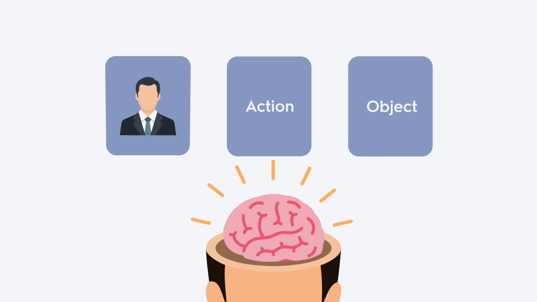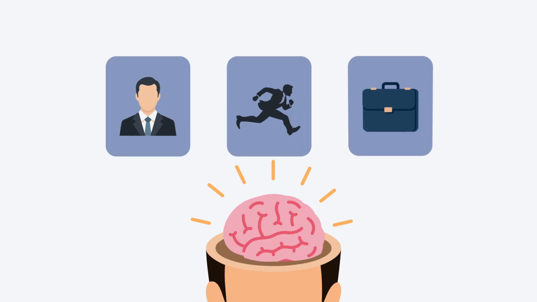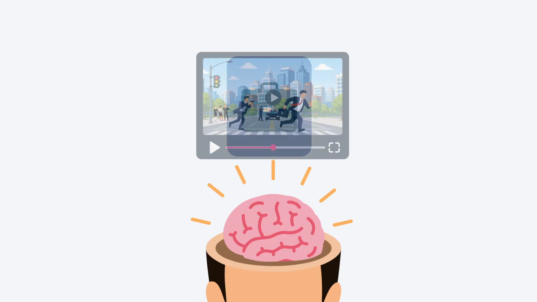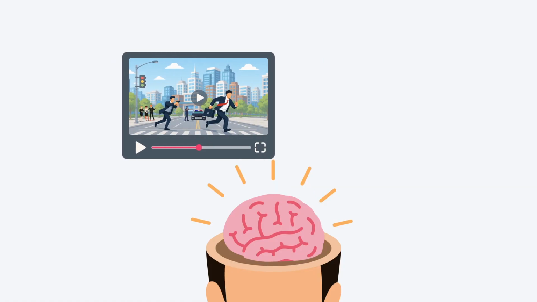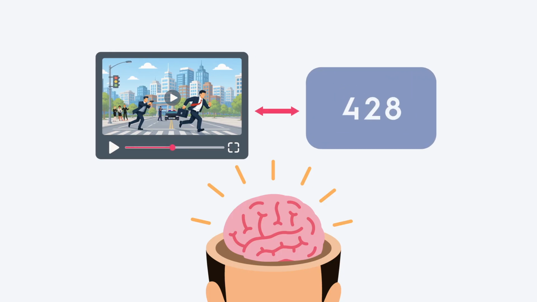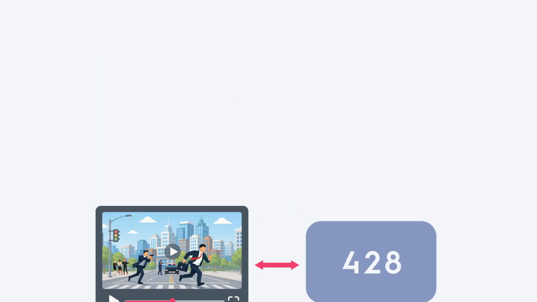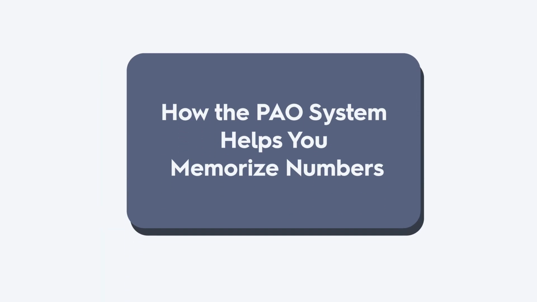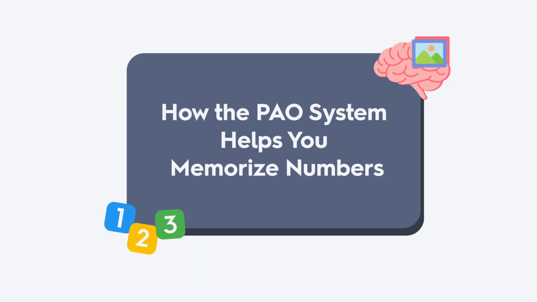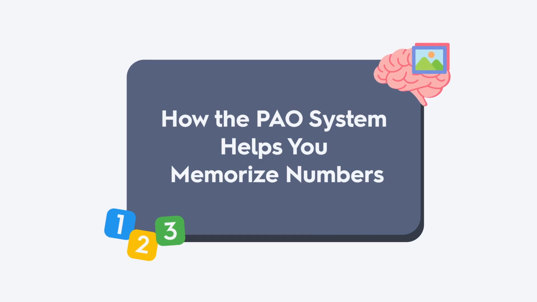A secret agent, running, a briefcase. Those three elements naturally form a scene. The PAO system uses the same idea by turning numbers into a person, an action, and an object. In this video, you'll learn how to use the PAO system to turn abstract information, like numbers, into vivid images that are easier to remember.